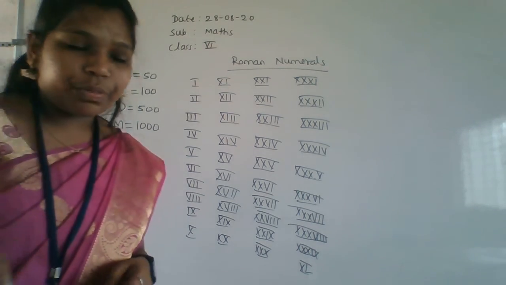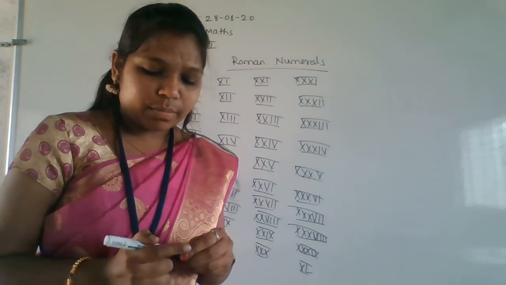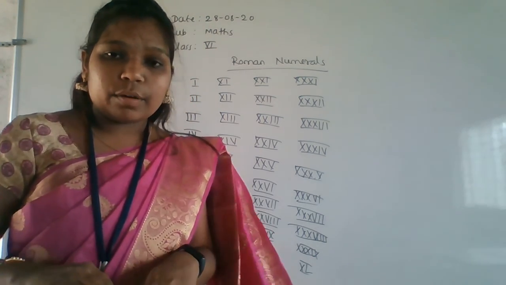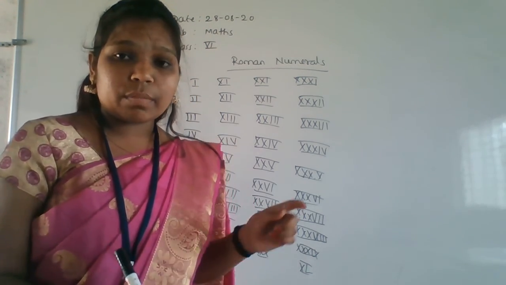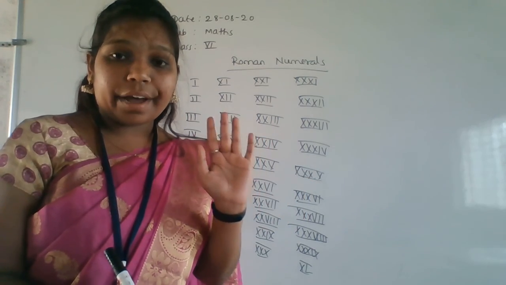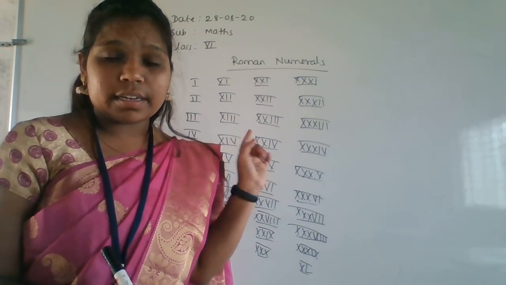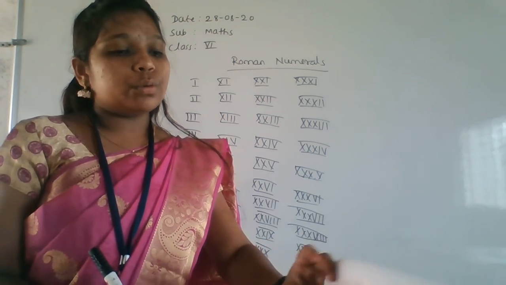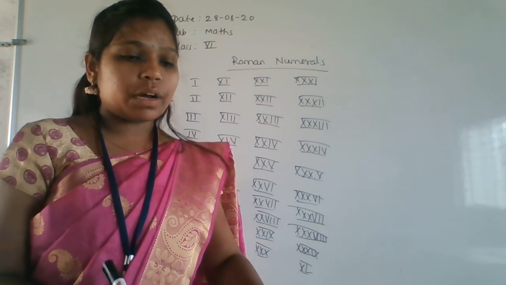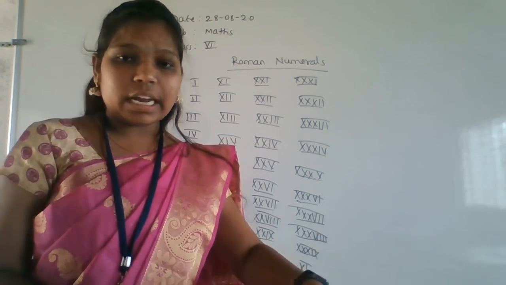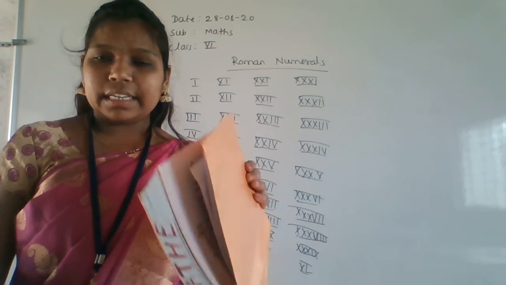Okay. So we'll study those Roman numbers in the next class. Okay, and the homework is to write the Roman numbers up to 500. Up to 500 you have to write the Roman numbers. That is the homework for you. And also solve exercise number 1.3 in sheet 11 and 12. Okay, we'll meet in the next class.